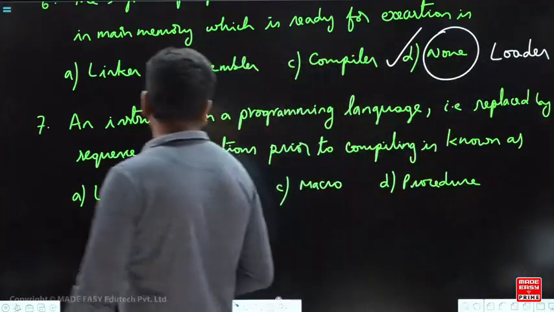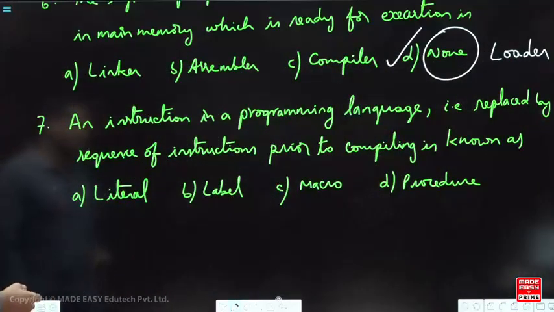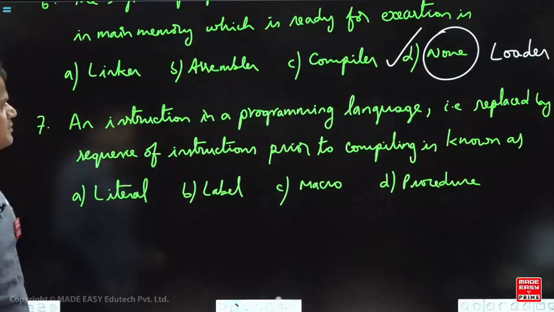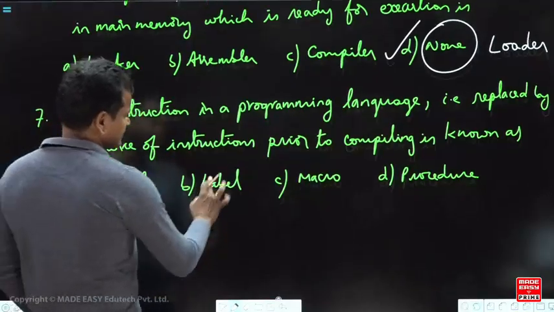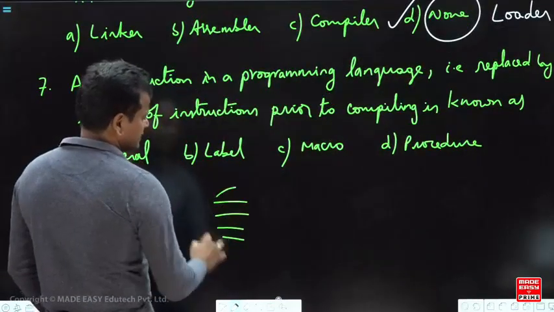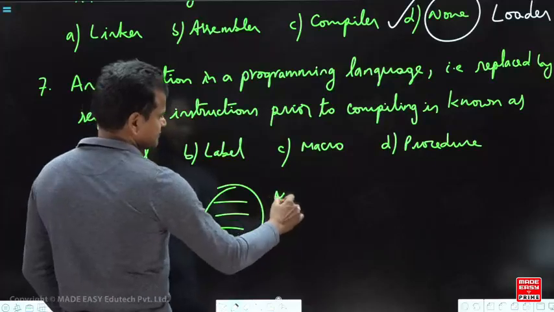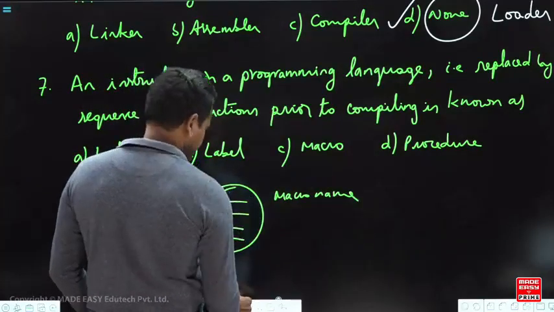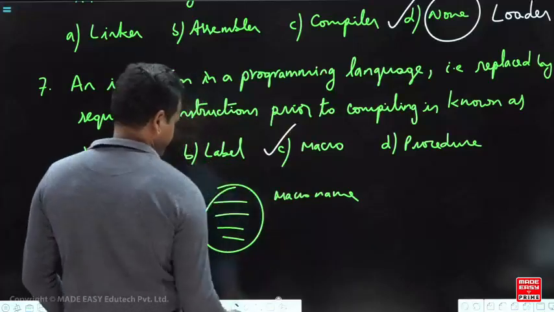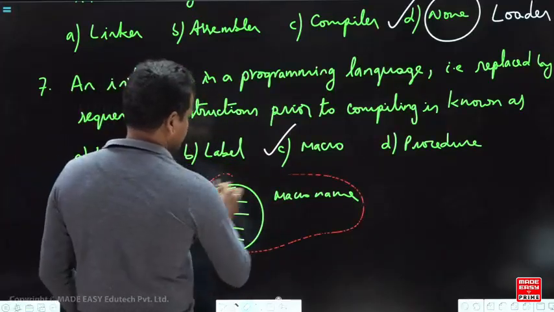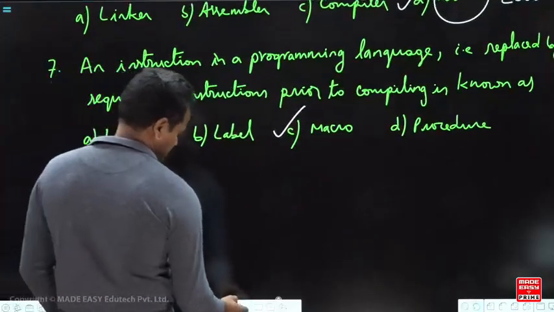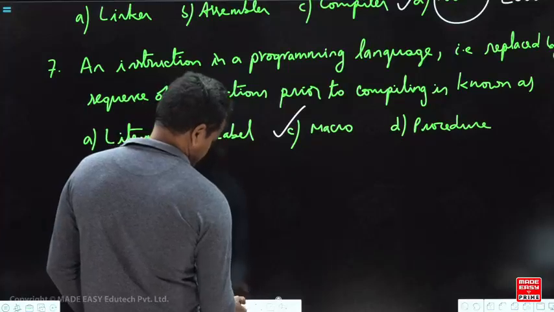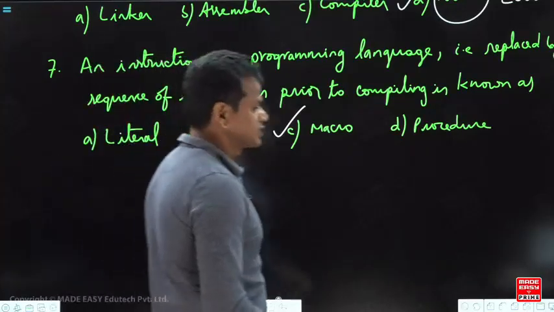So, an instruction in a programming language that is replaced by a sequence of instructions prior to compiling. So, a sequence of instructions we can replace with one instruction, that is the macro name. So, the answer for this is macro. Okay. Next question.